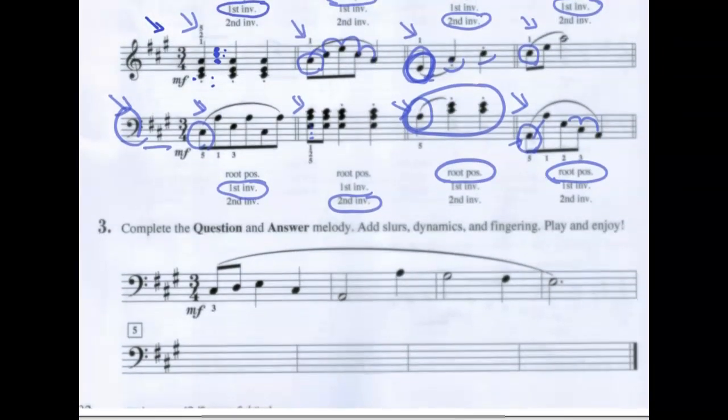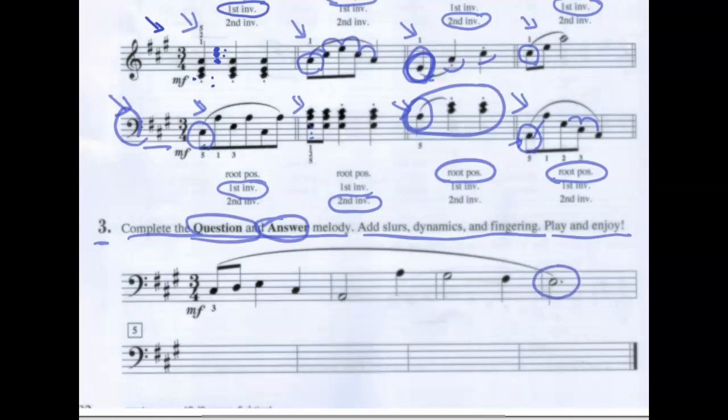Let's move down. Our fun number 3. This is a little bit of composing. Okay, composing the melody. So complete the question and answer melody. Add slurs, dynamics, and fingering. And play and enjoy. Okay, so we talked about question and answer phrase in the last video, remember?